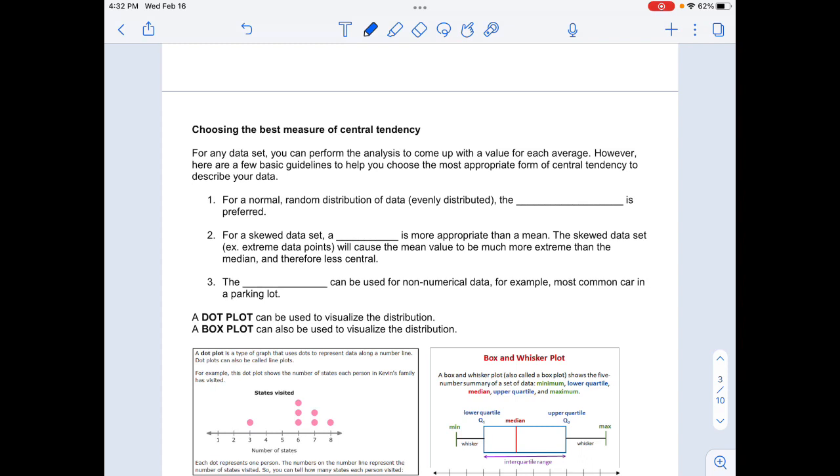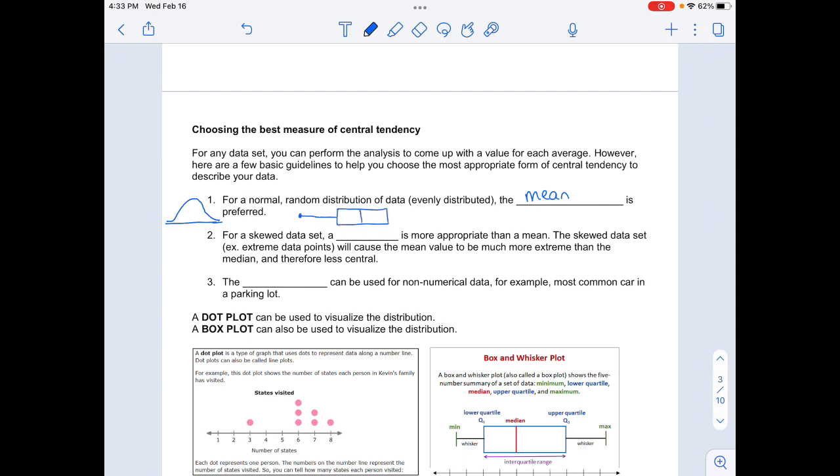to describe our data. So for a normal random distribution of data, evenly distributed, the mean is preferred. So what we're talking about is something that looks like this. This is more of like an actual statistics class. You could take a whole semester class all about this stuff. This is called a bell curve or a normal distribution. We won't see much of those curves, but we will look at something called a box plot.